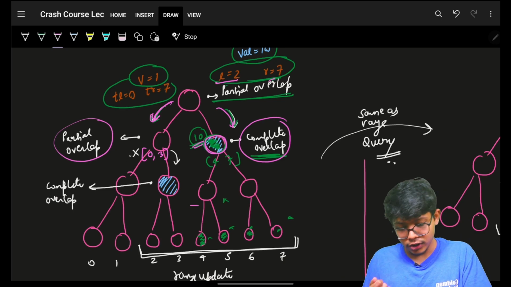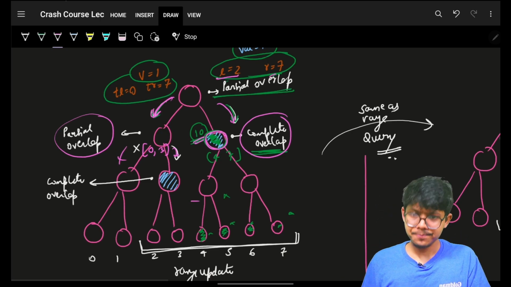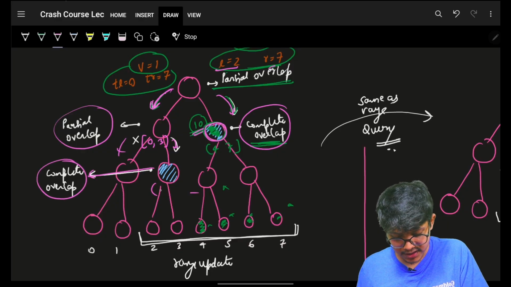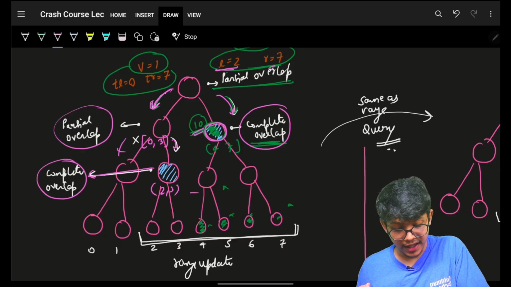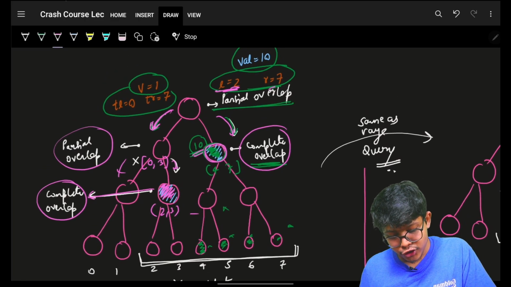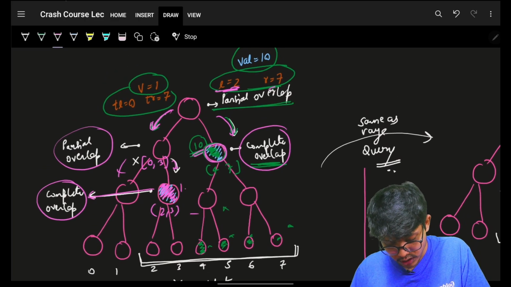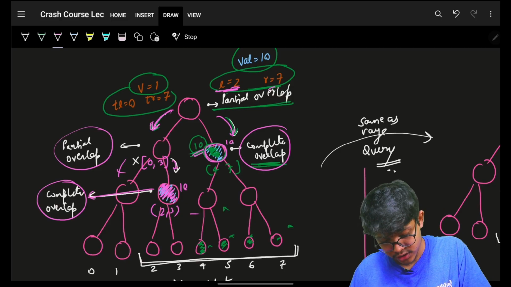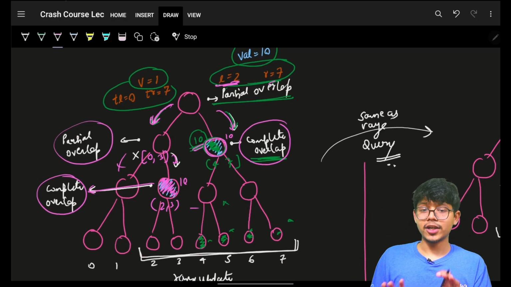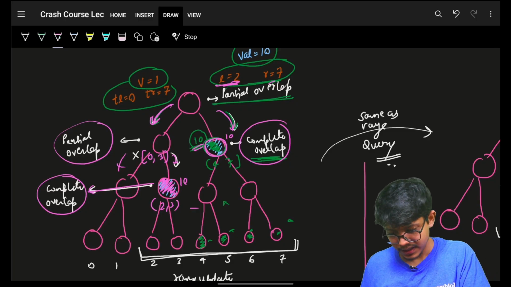So again, I will go to my left and right. Again, in this case, it's a complete overlap, which is range 2 to 3, which lies completely inside 2 to 7. Again, in this range, I will store the value with me. I'll store the value 10. This also stores 10. Thus, what happened? You did exactly the same as a range query.